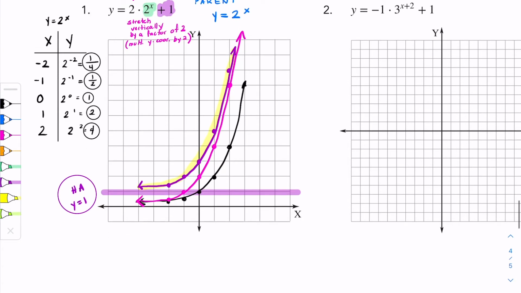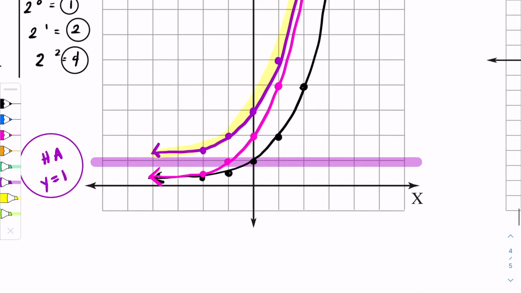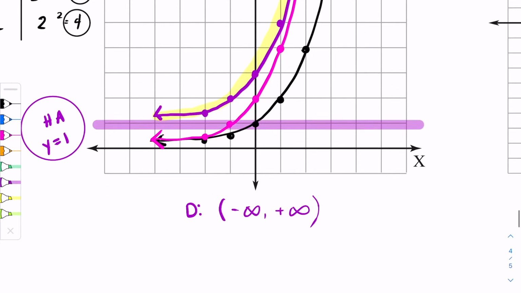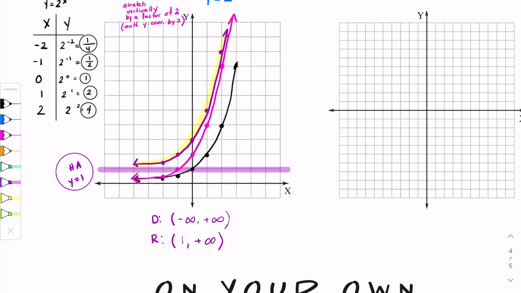All right, we already identified our horizontal asymptote. It shifts with the graph. Next, let's identify the domain. The graph continues in both directions, so your domain is negative infinity to positive infinity. The range, however, shifted up with the horizontal asymptote, so this graph never touches or crosses the line at 1, and it heads towards positive infinity. So your range is (1, infinity) with a round bracket on the 1.